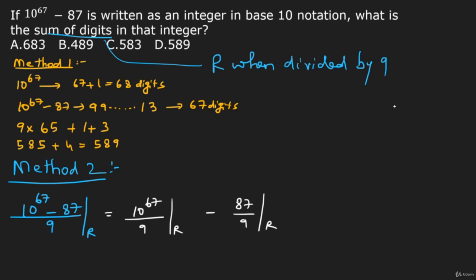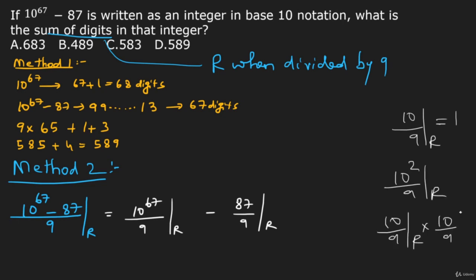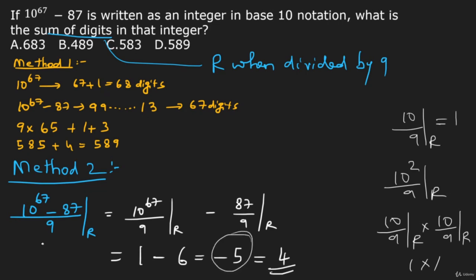Alright, now we know that 10 by 9 will give me a remainder of 1, right? Therefore 10 to the power 67 by 9 also will give me a remainder of 1, right? Because for example, let's simplify. 10 square by 9 remainder is equal to 10 by 9 remainder into 10 by 9 remainder, as per the basic remainder theorem, which is equal to 1 into 1. In a similar fashion, this expression over here will give you a remainder 1, and 87 by 9 will give you a remainder of 6. Therefore, this simplifies to 1 minus 6, which is equal to minus 5, and because the divisor is 9, we have seen before that a remainder of minus 5 is the same as a remainder of 4.